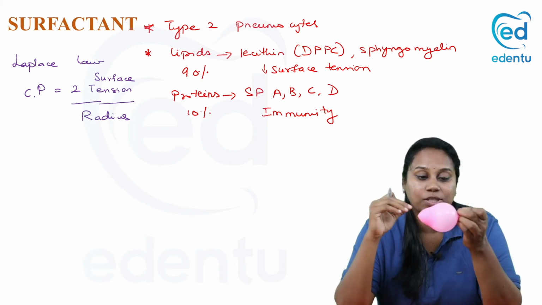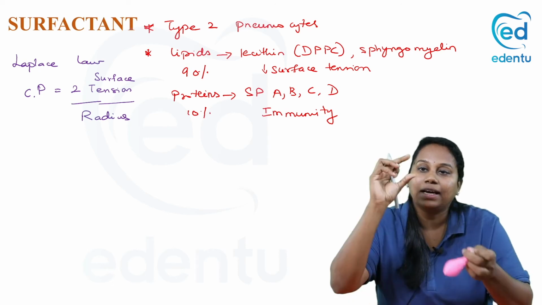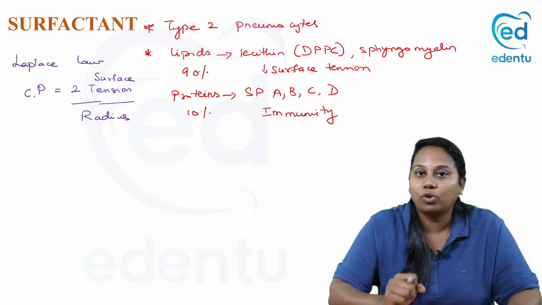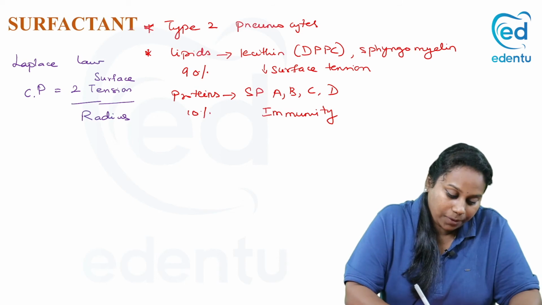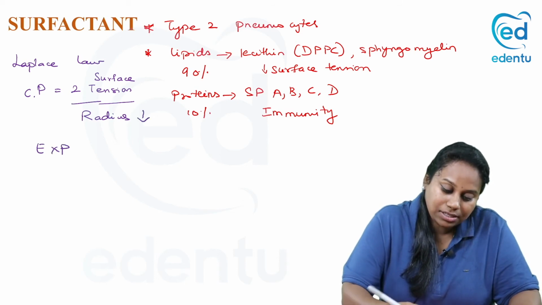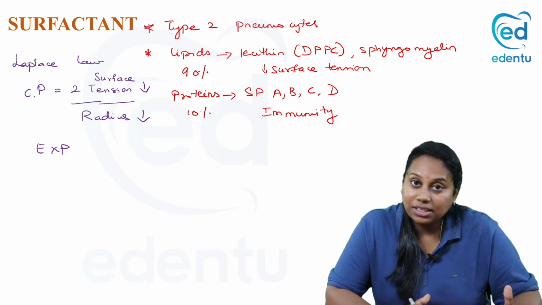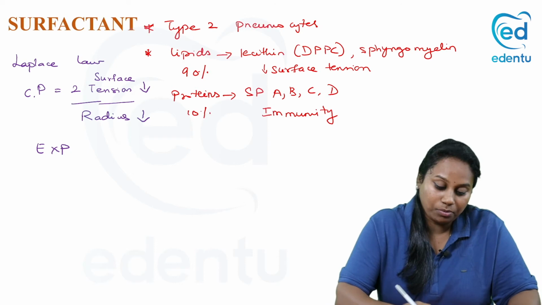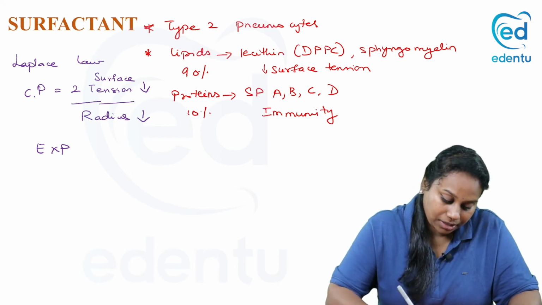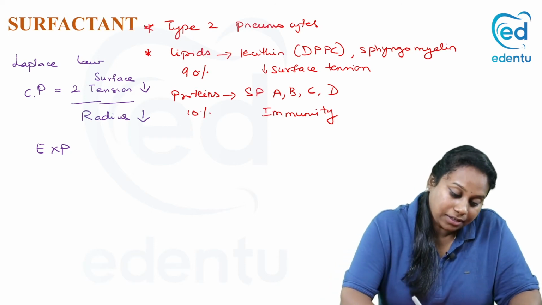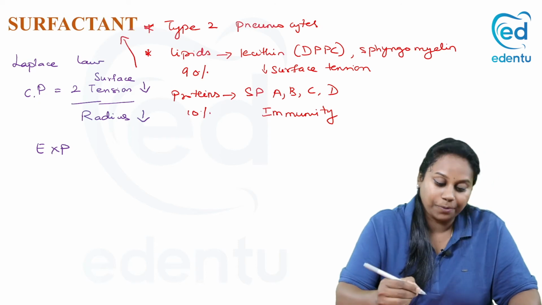See what happens during expiration. Radius decreases, surface tension also decreases. So during expiration, radius decreases, surface tension also decreases. See, this decrease in surface tension is brought about by your surfactant. Surfactant only has decreased this surface tension.